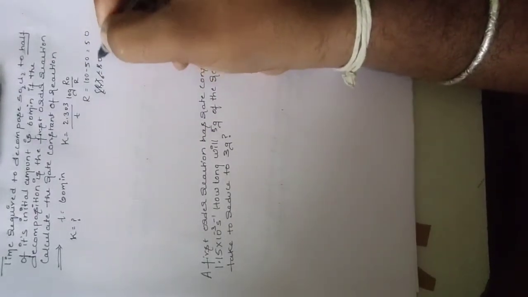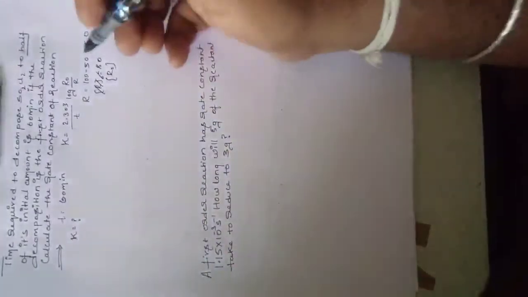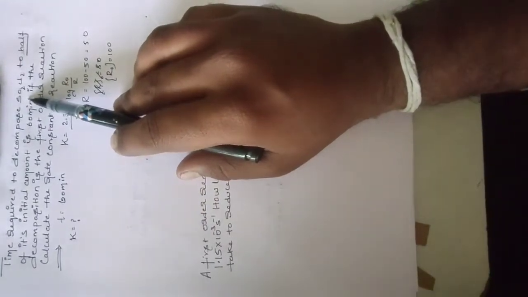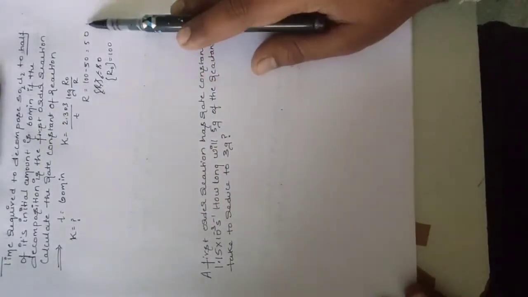Sorry, I was a little bit confused, I will write once again. R naught means the initial amount is 100. The time required to decompose means first it has 100, then it becomes half of its initial amount. If you take 100, half of it means 50.